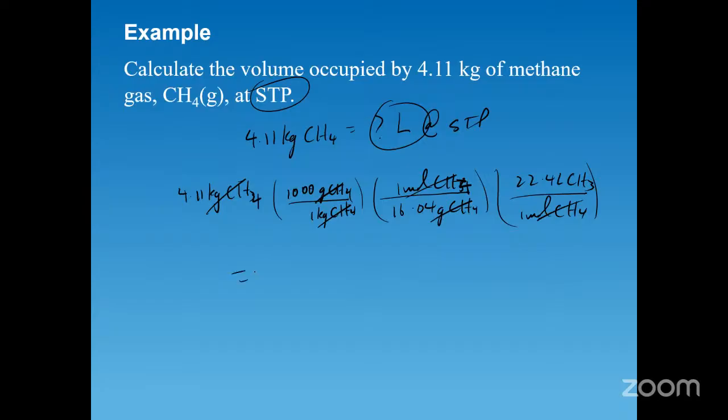And then we do the number crunching. 4.11 times 1,000 divided by 16.44 times 22.4. So roll it off to 3 sig figs. I got 5,740 liters of methane. And that's how that is done. Right? Any question about this one?